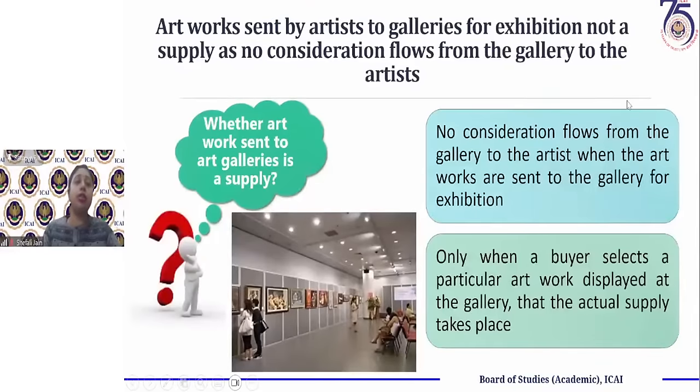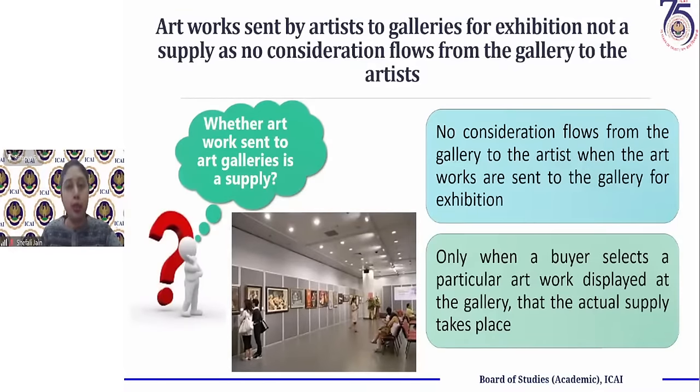Another example of consideration is any artist. You have made paintings and you want to get them displayed in an exhibition. Now, for that exhibition you have sent all your artwork from the place where you have kept all your artwork, I will not call it a warehouse, to the gallery. Now you have shifted everything to the gallery for exhibition.